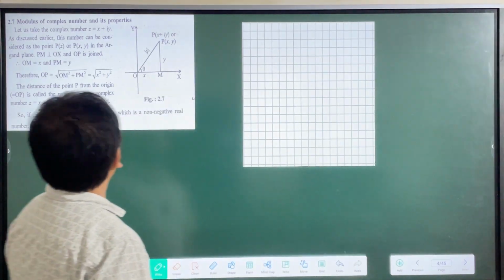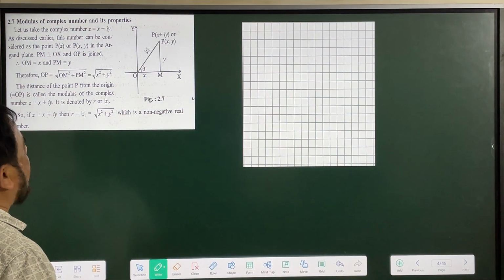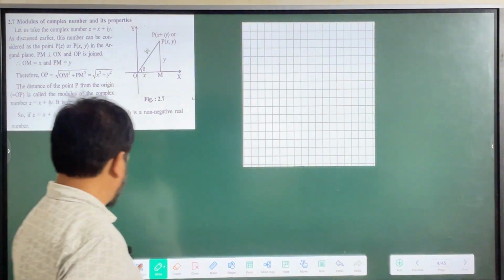Okay. Number 2.7, modulus of complex number and its properties. Modulus of complex number.